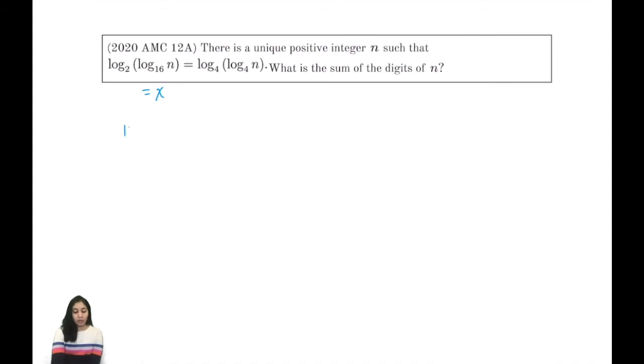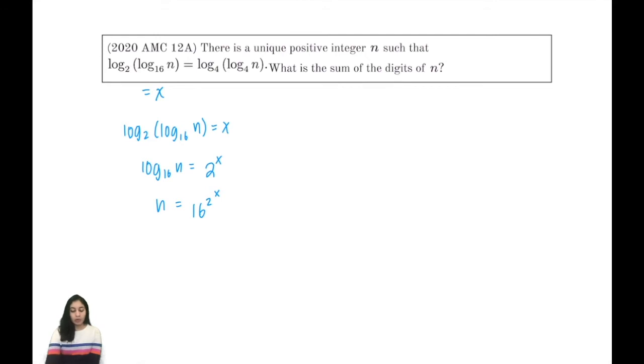So first we have log base 2 of log base 16 of n is equal to x. We can take the power of 2 on both sides, and we'll get that log base 16 of n is equal to 2 to the x. Then we take the power of 16 on both sides, and we'll get that n is equal to 16 to the power of 2 to the power of x.